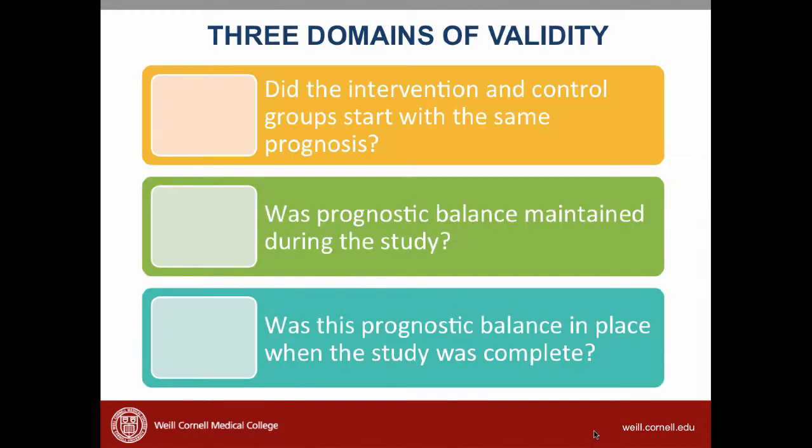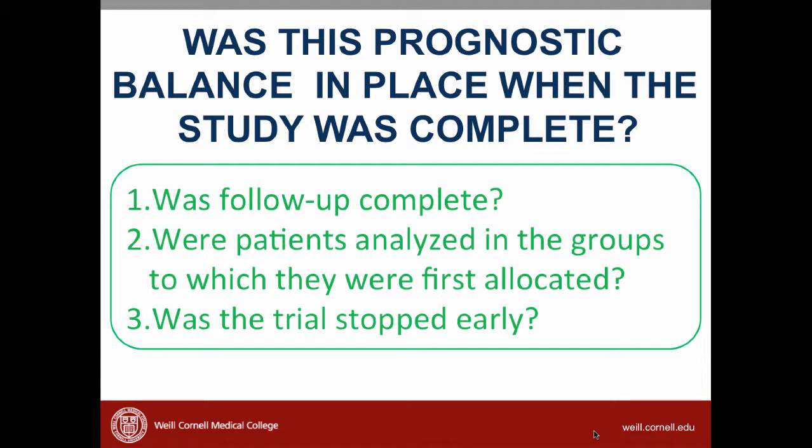The final set of questions asks, were the groups prognostically balanced at the study's completion? There are 3 specific questions that we will answer to get at this domain. First, was follow-up complete? Second, were patients analyzed in the groups to which they were first allocated? And third, was the trial stopped early? Let's look at the first question.